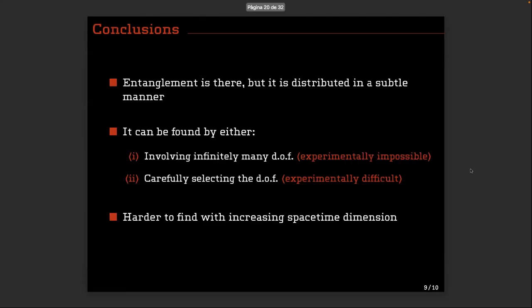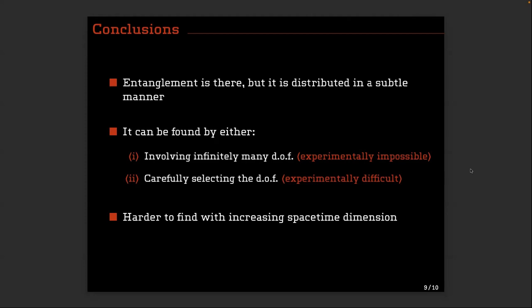So let me quickly conclude where all this story is going. We know that entanglement is ubiquitous in QFT, but it is surprisingly difficult to find for systems made of finite numbers of degrees of freedom. In other words, what we have found is that entanglement is there, but it's distributed in a subtle manner. So we can find it easily by involving infinitely many degrees of freedom, and I think that's something that some people here are quite familiar with. But my point is that that might be experimentally impossible at some point.